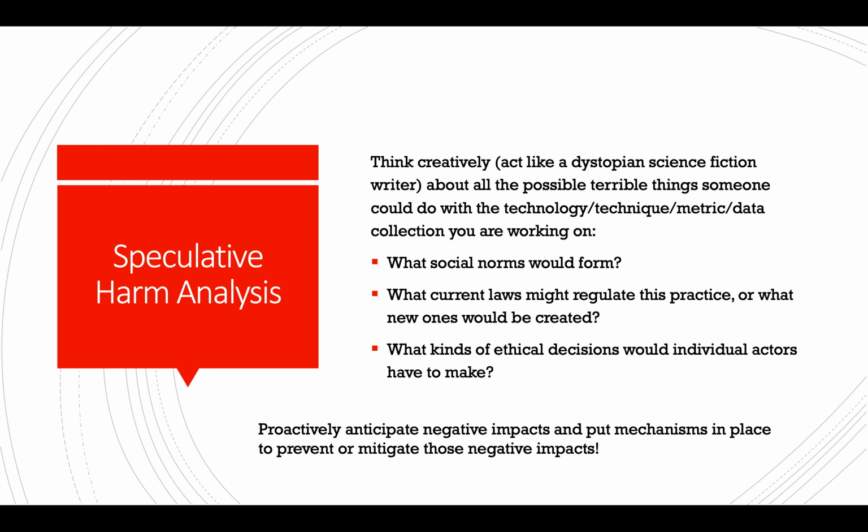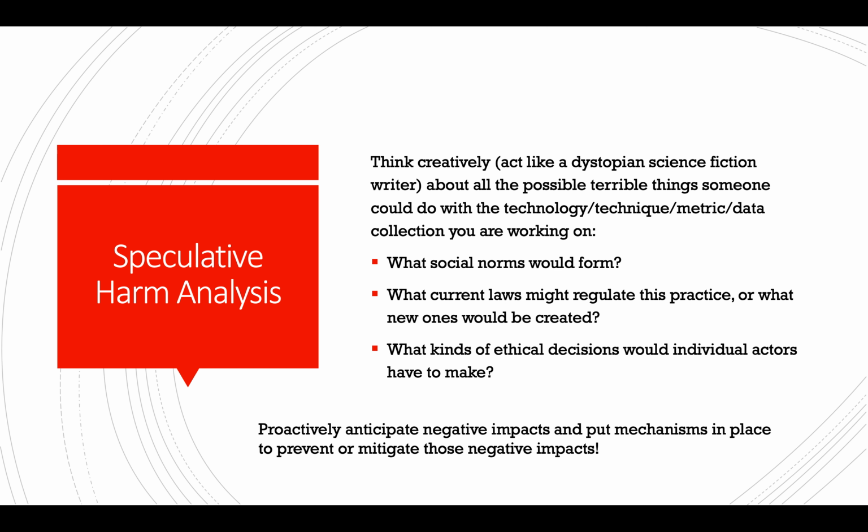So one of the really interesting ways that we can actually work through this in a productive way is through a process called speculative harm analysis. And what this involves is thinking creatively. So here I ask you to act like a dystopian science fiction writer and think about all the possible terrible things that someone could do with the technology or the technique or the data metric that you're working on.